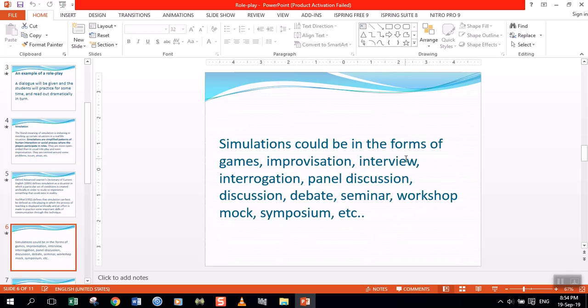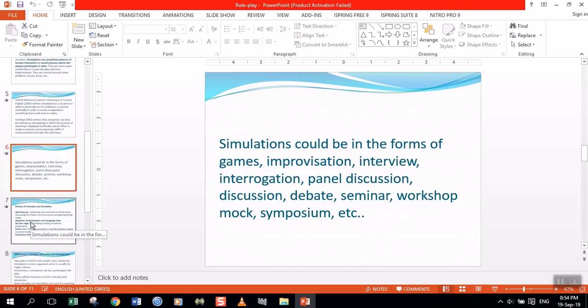You can conduct an interview. You can have improvisations, interrogations, panel discussion, debate, seminar, workshop. These kinds of things are called simulations, because all these activities can come through a question, and you can discuss the problem.